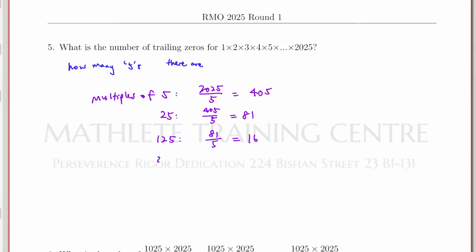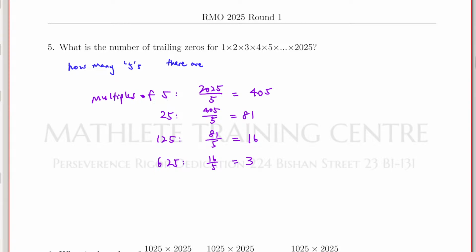Then next I have a multiple of 625. So I take 16 divided by 5, I round it down again. So we can get the value of 3. And finally, if I'm asking for a multiple of the next one, 5 times 625, that's 3,125. That's way too big. I'm not going to get anything here.